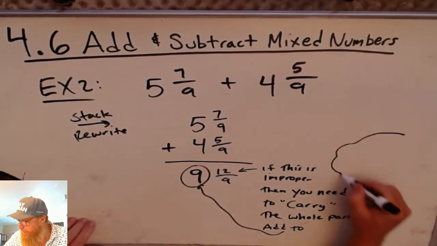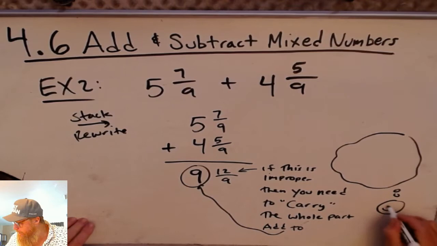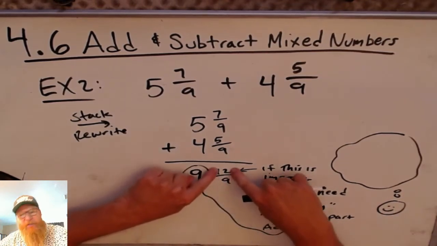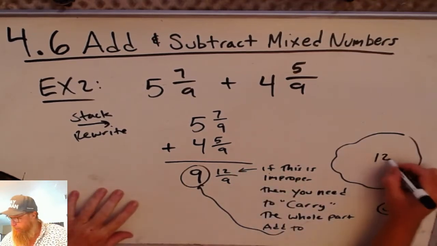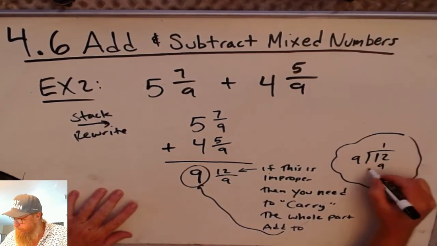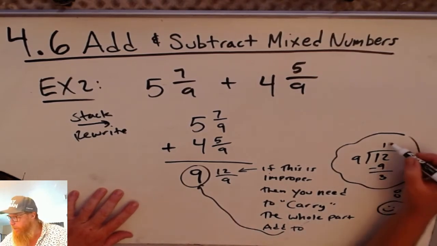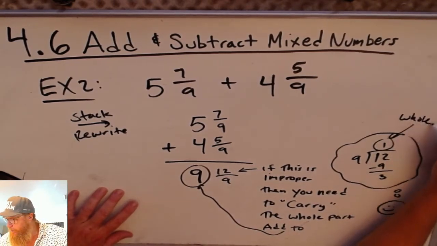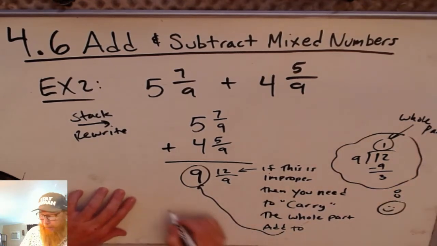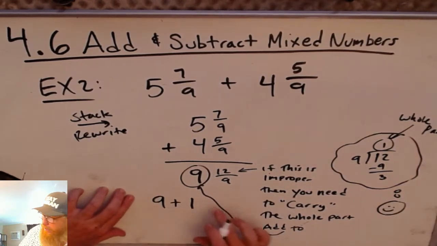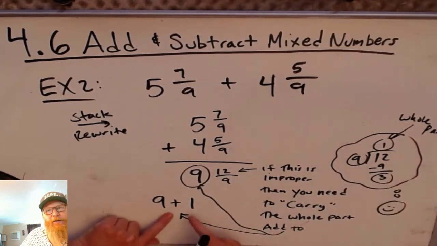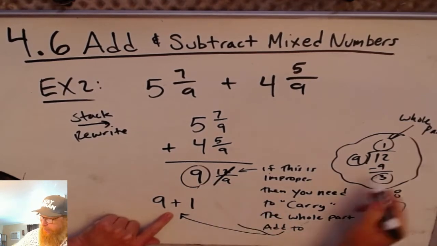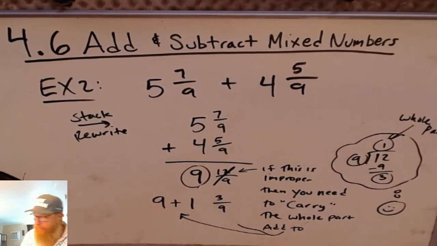All right, so you want to try this mentally, or you can write it out. Let's try it mentally. 9 goes into 12 one time, with a remainder of 3. So that will be the whole part. So it's going to be 9 plus 1. You're going to add it to the whole part here, 9 plus 1. And then now 12 ninths is no longer 12 ninths. 12 ninths is now 3 ninths.